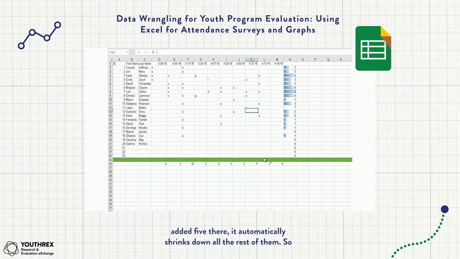So you'll notice that I added 5 there. It automatically shrinks down all the rest of them. So this is a quick and simple way that we could just calculate who came to the program on what day, how many people came overall, and then we could do a lot of fancy things with this.